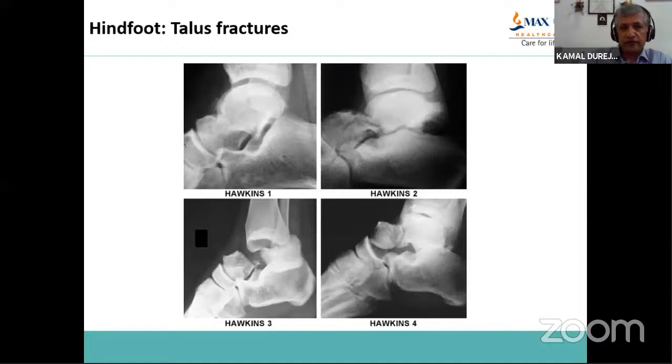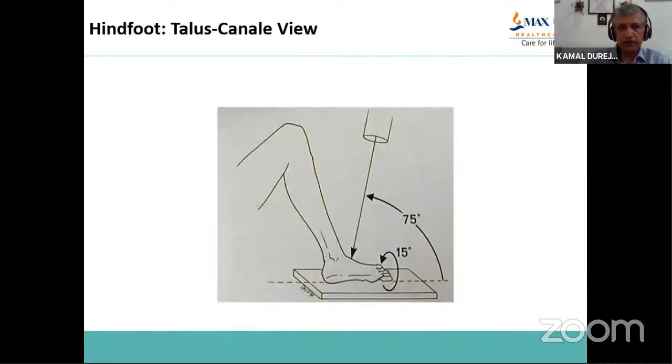Next is the talus fracture. The lateral view of the hindfoot is able to tell us the different patterns of talus fractures, and they have been classified as Hawkins type 1 to type 4, depending upon whether the fracture is displaced or undisplaced, or whether it is a dislocated ankle joint or dislocated talonavicular as well as ankle joint. So just a broad overview of these talus fractures, the Hawkins classification.